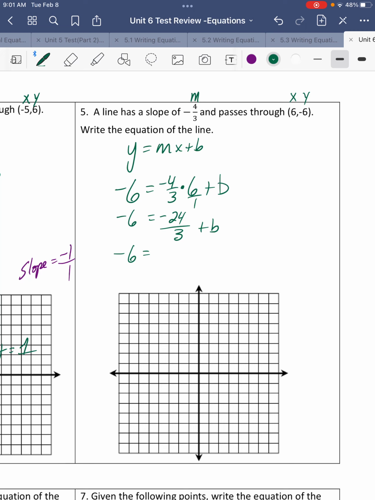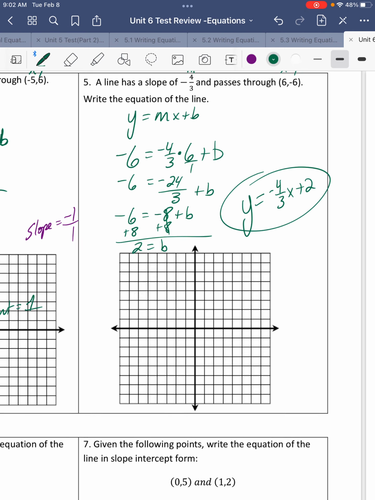You could always do this in Desmos to check yourself. Negative 24 divided by 3 is negative 8. Solve for b. So add 8. Add 8. And you get 2 equals b. So our final equation is negative 4/3 x. That's your slope. And that's plus 2.